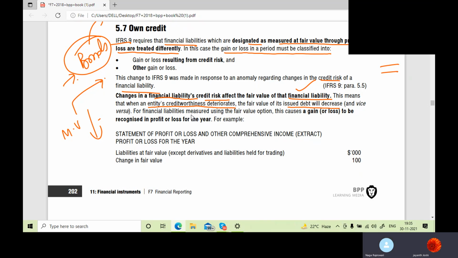So for financial liabilities measured using the fair value option, this causes a gain or loss to be recognized in the profit or loss for the year. If the value of the security increases, it's a gain. If the value decreases, it's a loss. Correct or wrong? And this is for trading securities, so it will be shown in the P&L only.